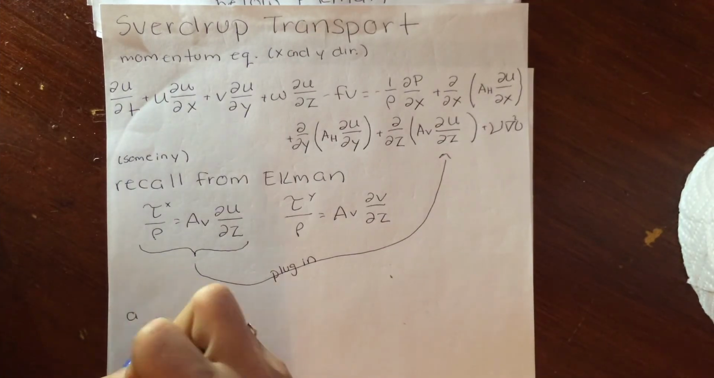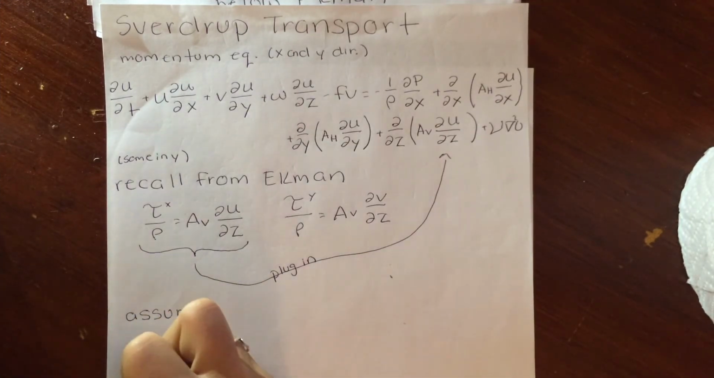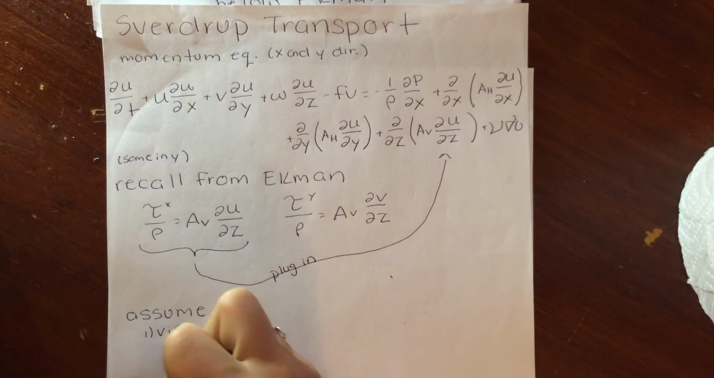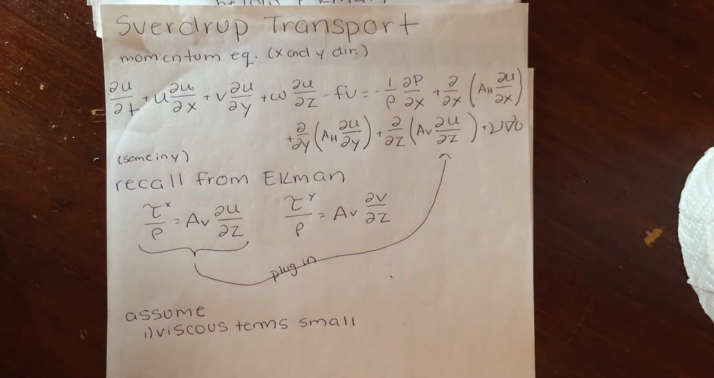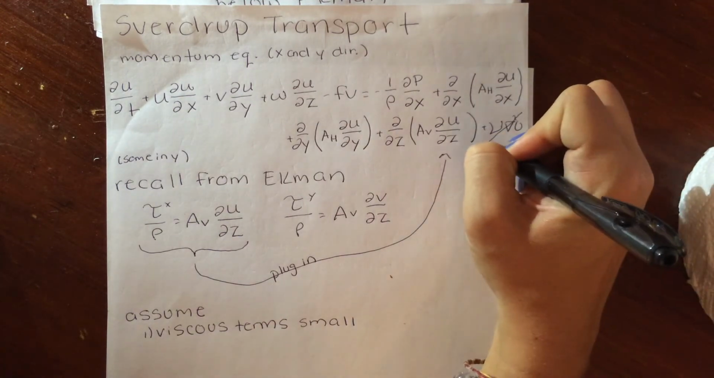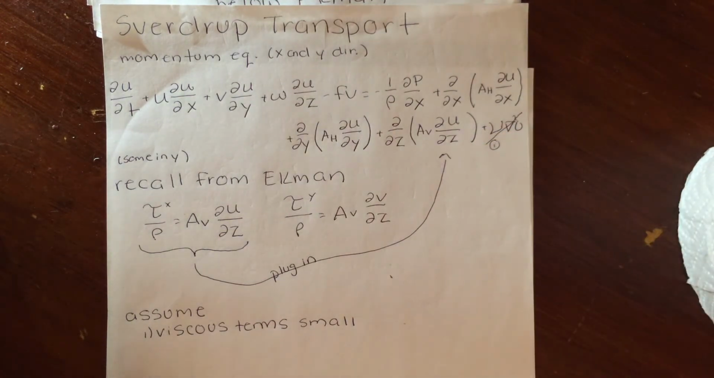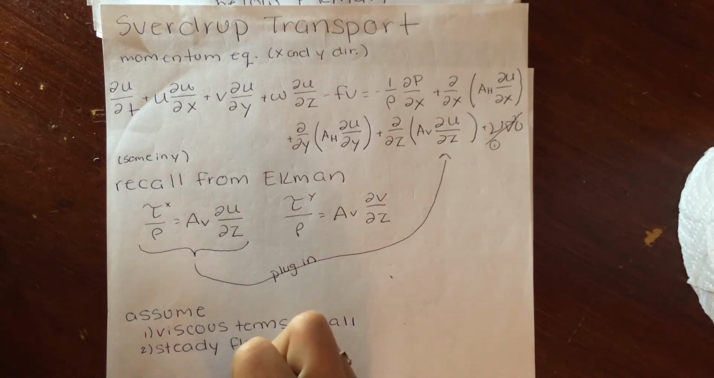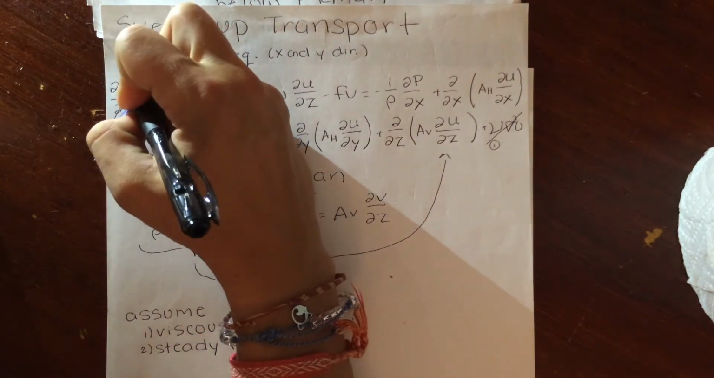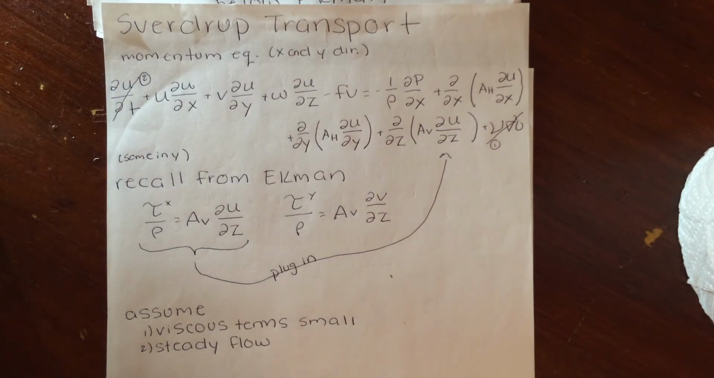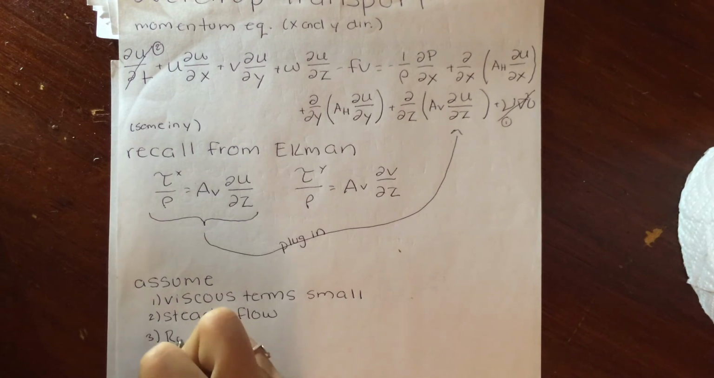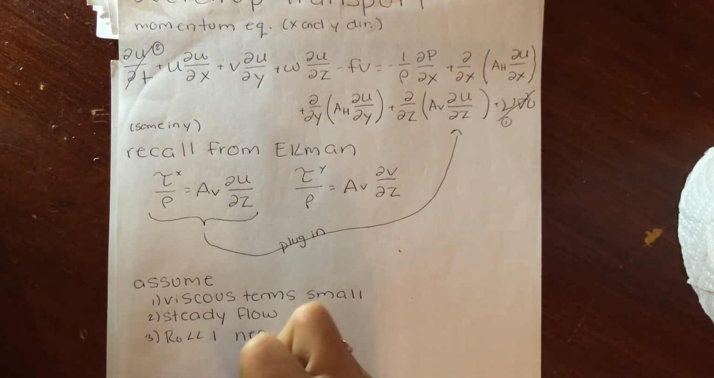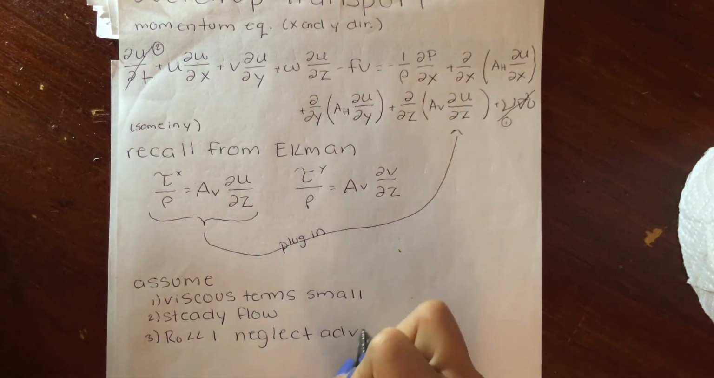First, we'll assume our viscous terms are small, since we're large scale here, and we'll get rid of the final term in our equations of motion. We'll assume steady flow and neglect the time derivative. At large scales, we can assume our Rossby number is much less than 1 and neglect the advection terms.